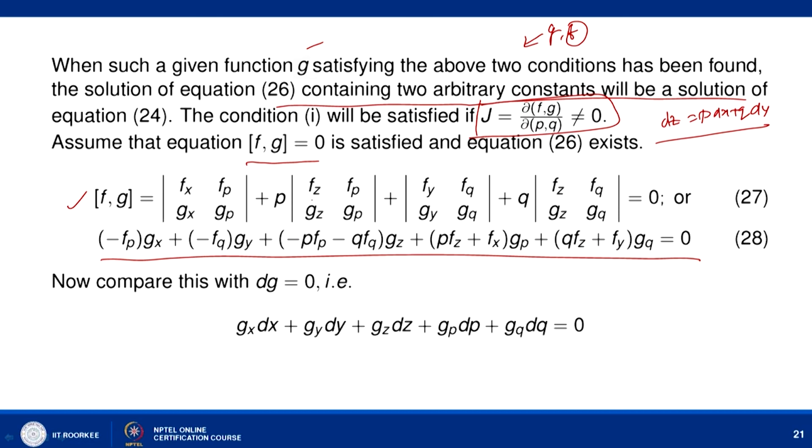So, here we simplify this bracket fg equal to 0 in a way such that we write it in terms of the coefficients of gx, gy, gz, gp and gq. And now let us compare this equation number 28 with the following thing, that dz equal to 0. Here you have g(x, y, z, p, q) equal to a.